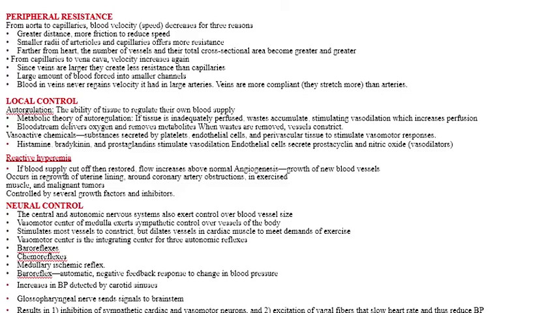The glossopharyngeal nerve sends signals to the brainstem, resulting in inhibition of the sympathetic cardiac and vasomotor neurons, and also excitation of the vagal fibers, the vagus nerve, that slow heart rate and thus reduce blood pressure. So blood pressure is reduced by inhibition of the sympathetic and also stimulation of the vagus nerve that innervates the heart to decrease the heart rate.